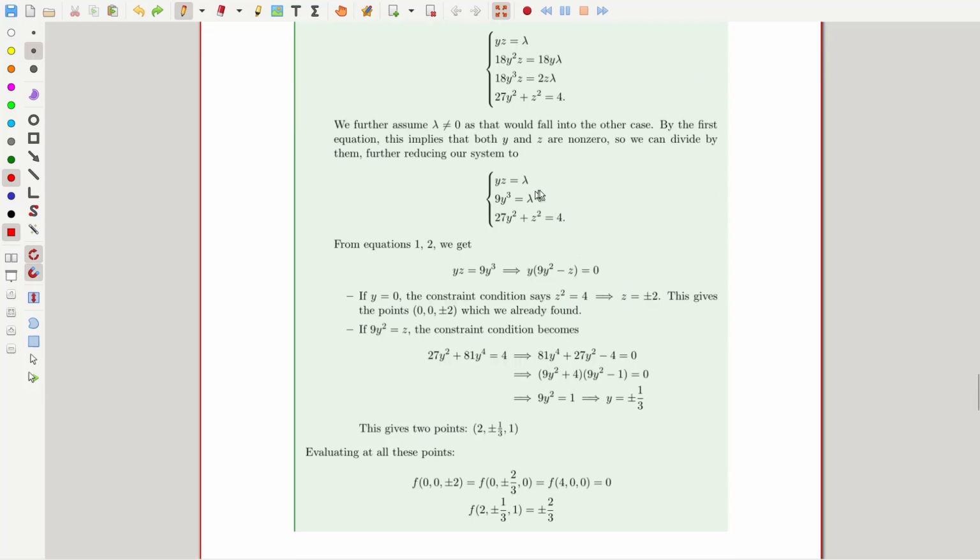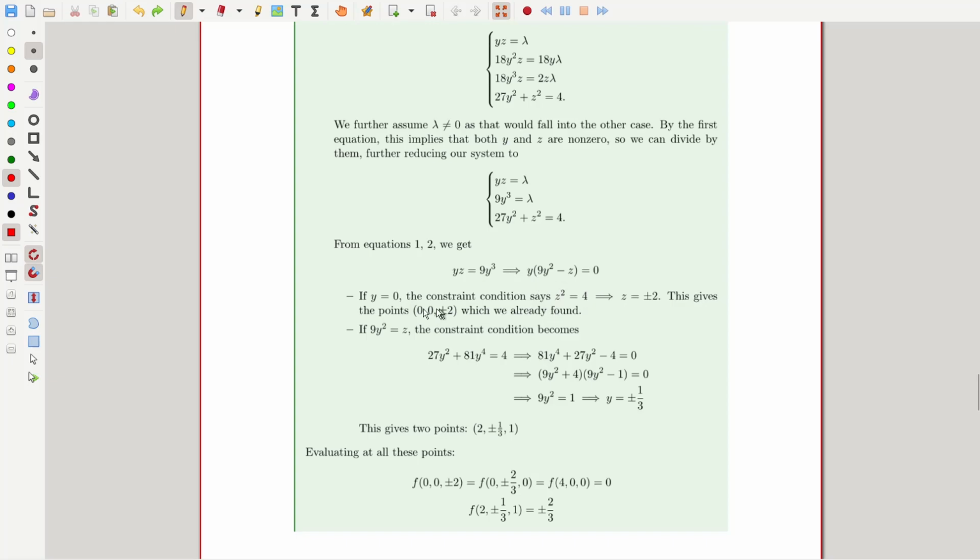All right. Now, these two have the same right-hand side. Therefore, we can set them equal to each other. We end up with yz equals 9y cubed. And we can go about trying to solve this. So move something to the other side, and then factor out a y, and we end up with this equation. Okay. So that says that either y is equal to 0 or z is equal to 9y squared. And so we have subcases now.